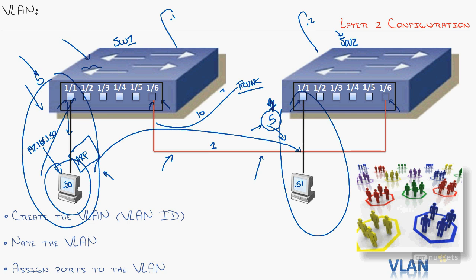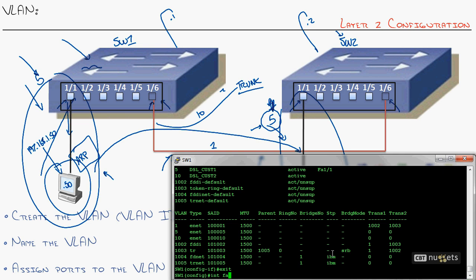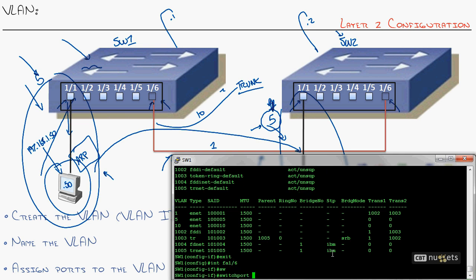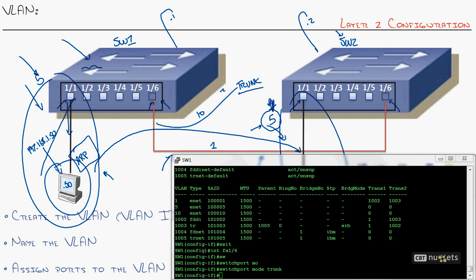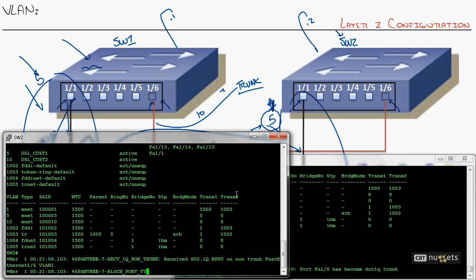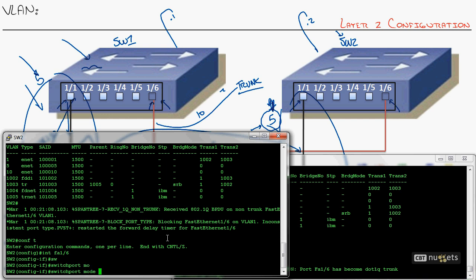So I'm going to come over here to switch number 1, and I'm going to go into interface FastEthernet 1/6. I'll do switchport mode trunk, right? Hop over here to the other side, switch 2, because they are cross-connected. Look at that. It says I'm blocking FastEthernet 1/6. I've got an inconsistent port type. We're not doing well because it says one side's a trunk port, the other side's access. Things are broken. So I'm going to go into FastEthernet 1/6 on switch 2, switchport mode trunk.